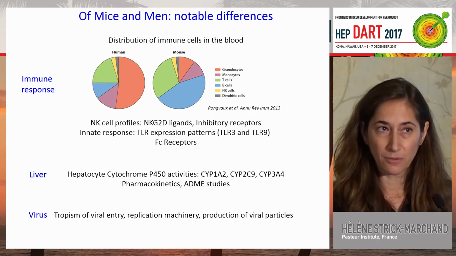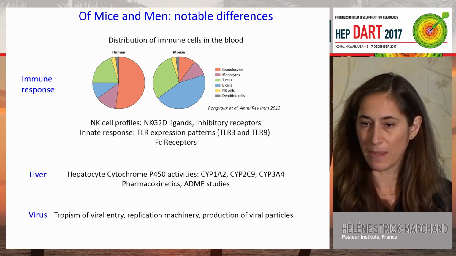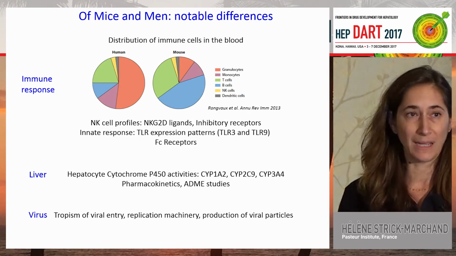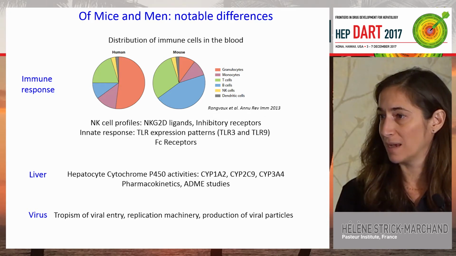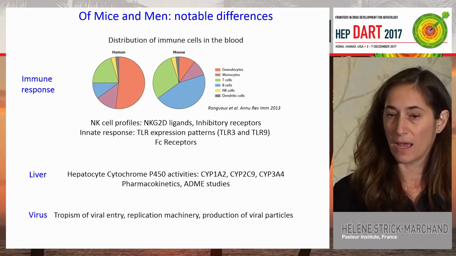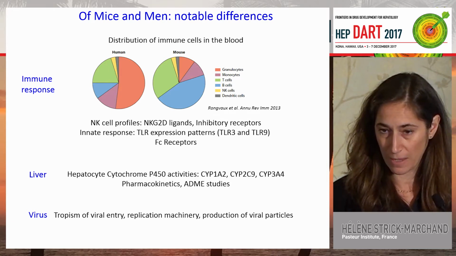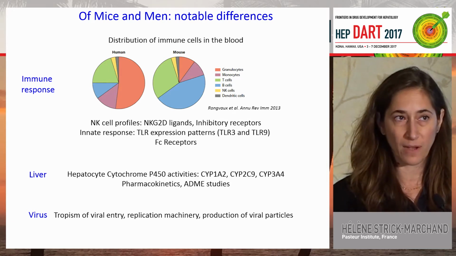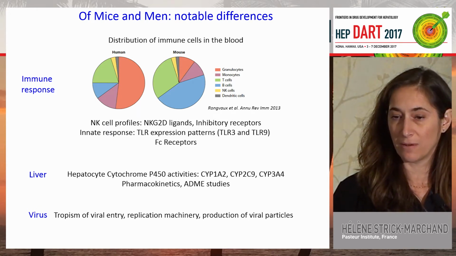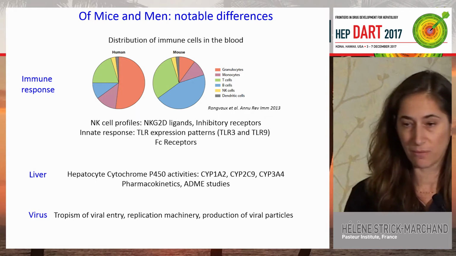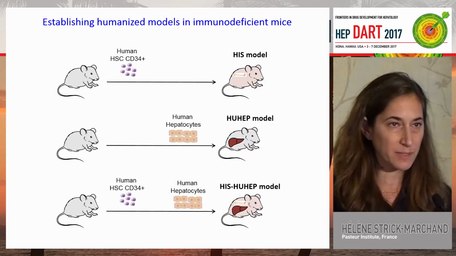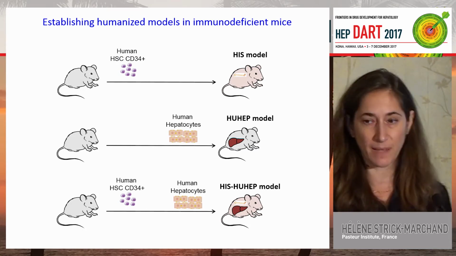In the case of the liver, there are also important differences in hepatocyte cytochrome P450 activities, and this is important in terms of pharmacokinetics, the ADME studies that need to be done before you get drugs to the clinics. And for this, you need to study human hepatocytes. And finally, as you know, the virus has specific species tropisms, and this limits viral entry, as well as the replication of the virus and the production of viral particles. So for all of these reasons, we've been interested to establish humanized mouse models.